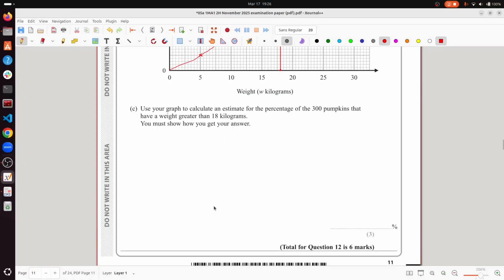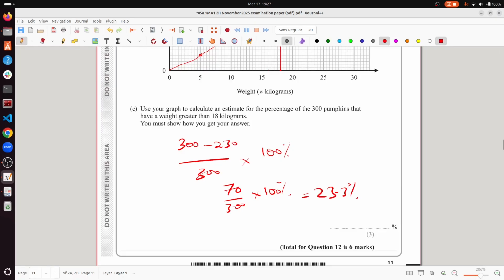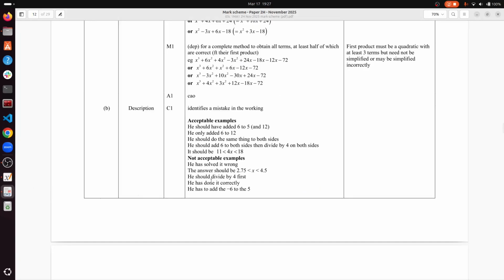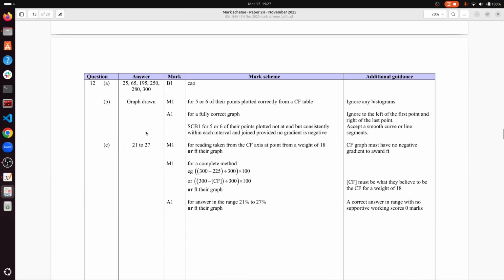What percentage is that? That will be 300 minus 230 divided by 300 times 100%. So that's 70 over 300 times 100%. So that's 23.3%. This is an estimate, so they will give us a range of values. Anything between 21 and 27 is correct, and this part is very important.